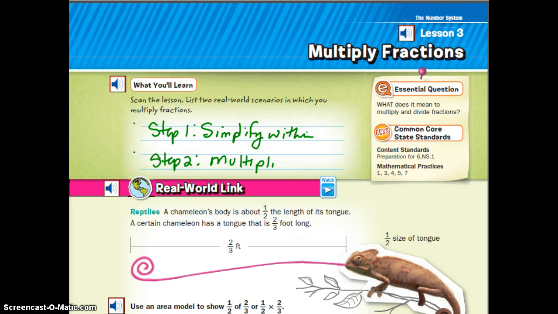And you're asking, well, can't I just multiply across and then simplify afterwards? Of course you can. But when your numbers are big, the higher your numbers, the higher the multiplication, the more chances of making mistakes. So if you simplify within, you're dealing with small numbers.